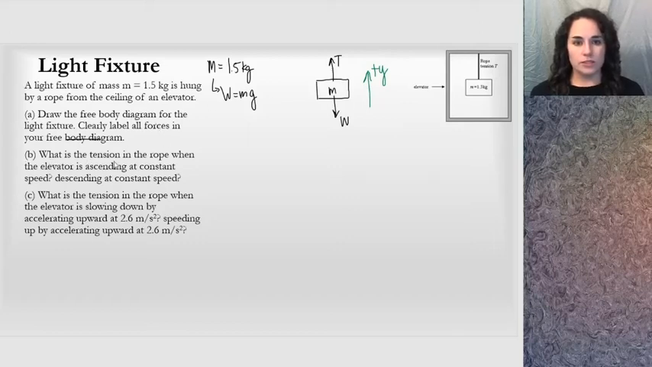It says, what is the tension in the rope when the elevator is ascending at constant speed? Okay, and then it says descending at constant speed. So we have ascending and descending. So we'll need to remember to answer both parts of that question. So let's look at ascending first at a constant speed.